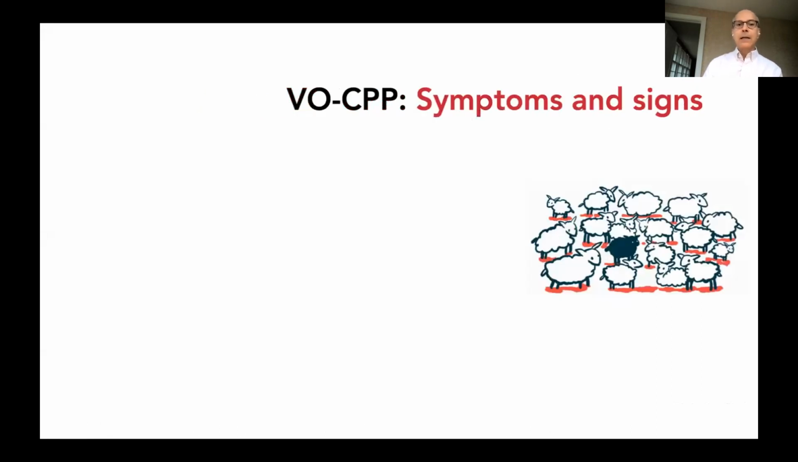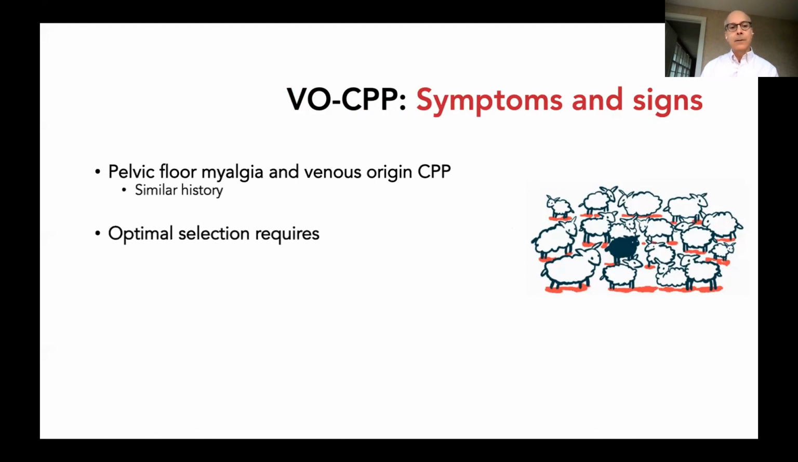So to summarize, in terms of trying to do the best for the patients and in terms of who we select for treatment, we need to identify the black sheep amongst the white and identify those with pelvic venous disorders from all the other distractors. The main distractor turns out to be pelvic floor myalgia, not endometriosis. They have very similar histories, and it's the physical exam with an experienced examiner that helps to make the distinction. And the imaging diagnosis is a confirmatory thing.